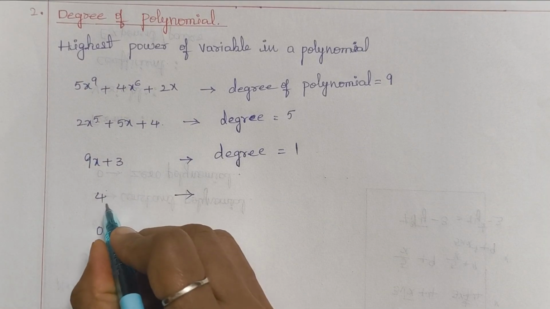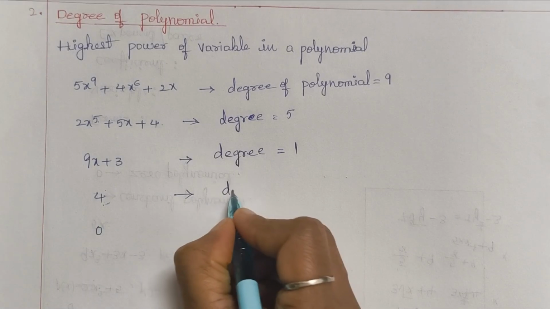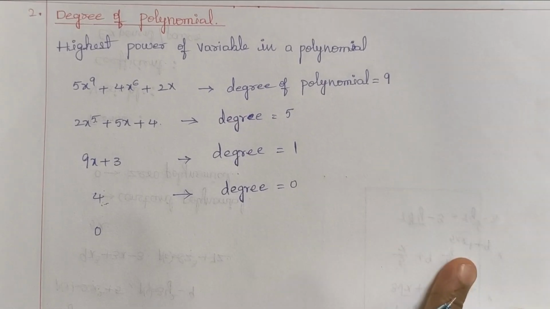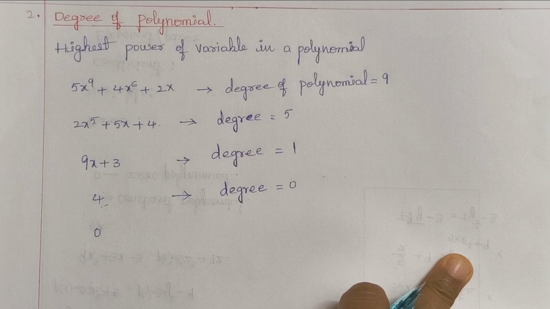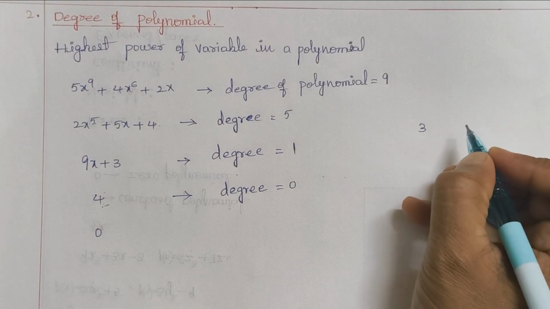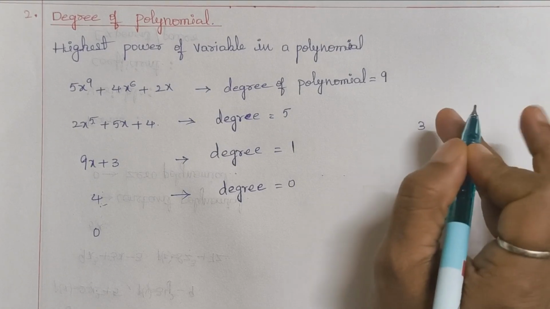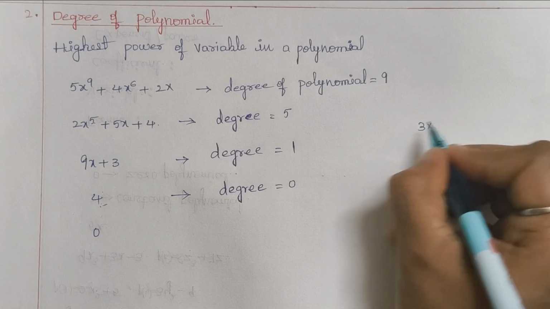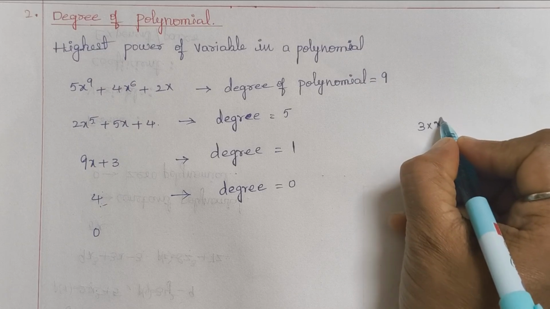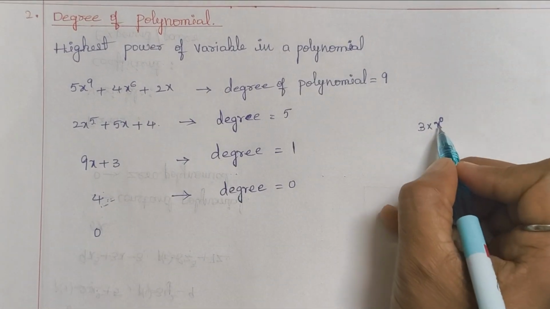Now only a constant is there, only a number is there. This means the degree of the polynomial is 0. Only a constant number means the degree of the polynomial is 0. Why? Any number, I am taking 3. In this one, power 0 is also considered hidden. Example, I am taking a variable, something, x. So here what is the power? 0 is there. So 3 into x to the power of 0, the degree is there in this one but hidden, not visible.